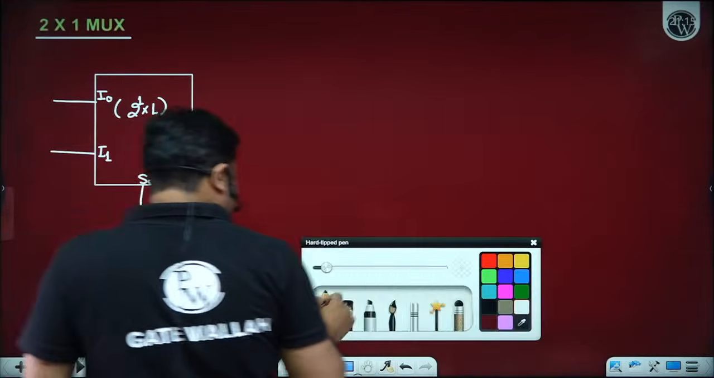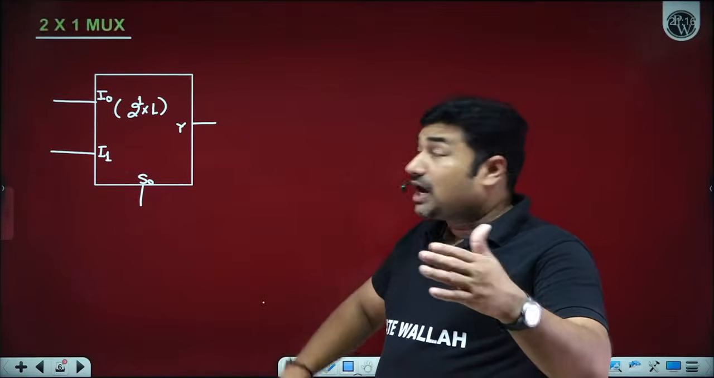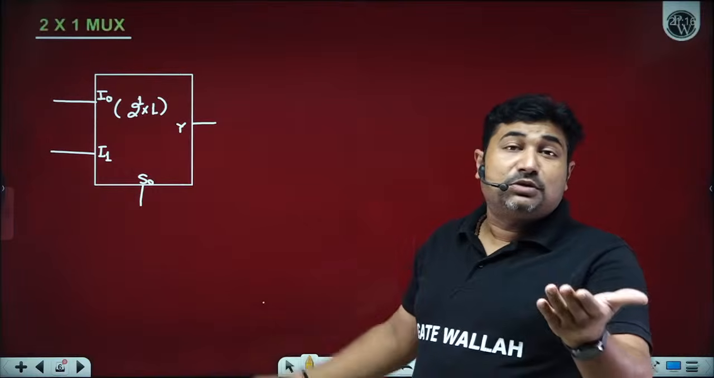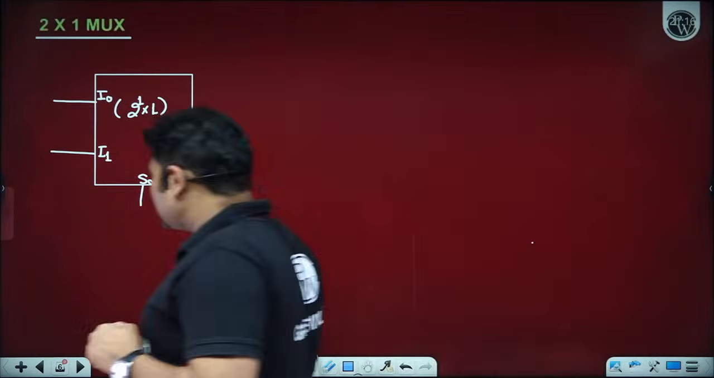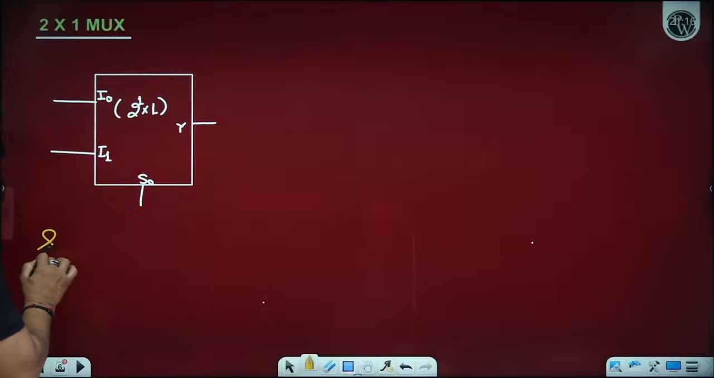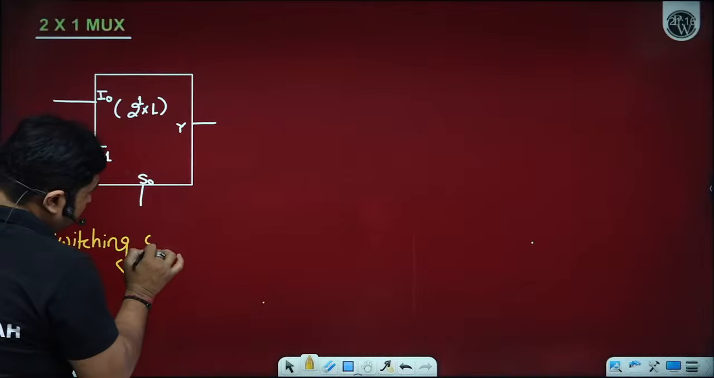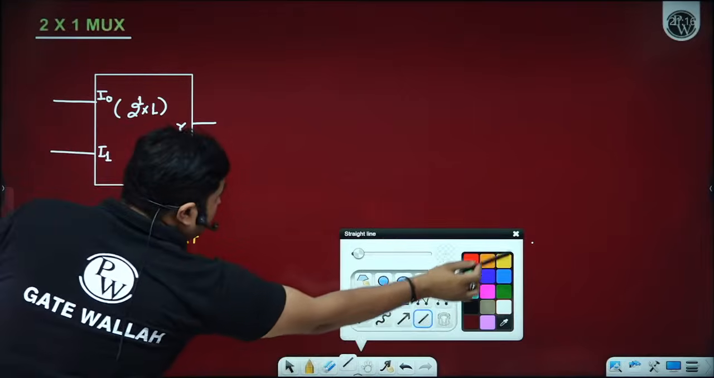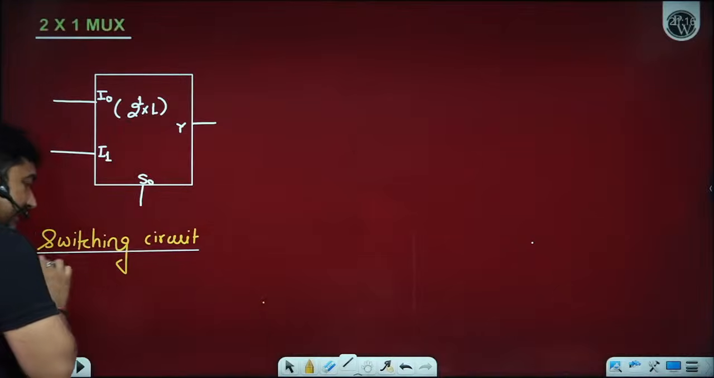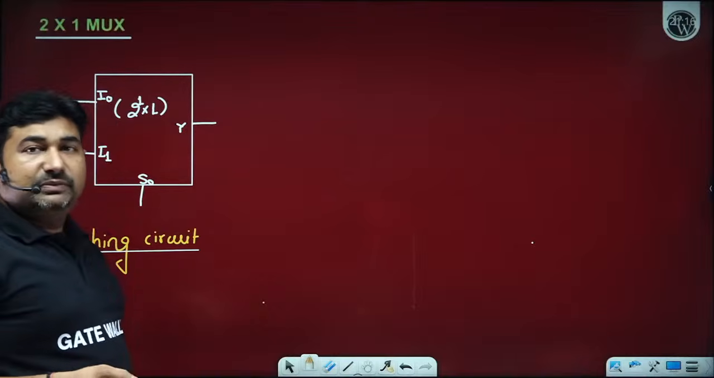Please observe, very interesting. In order to understand the circuit behavior, we must know about the switching circuit of the multiplexer. So let's understand the switching circuit of the multiplexer. The switching circuit can make you understand the relation between inputs and outputs.